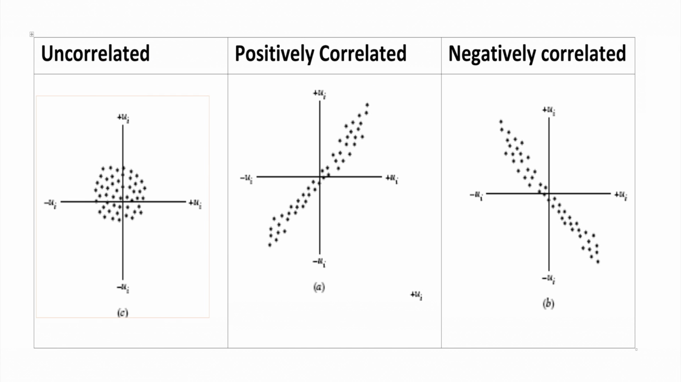Take the case of the diagram here. In the first diagram, the leftmost graph, you can see the values of u_i are scattered around the middle point and do not have any pattern, so this is uncorrelated. In the middle, you have a pattern that shows an upward trend, and this is positively correlated. In the rightmost graph, you can see a negative correlation.